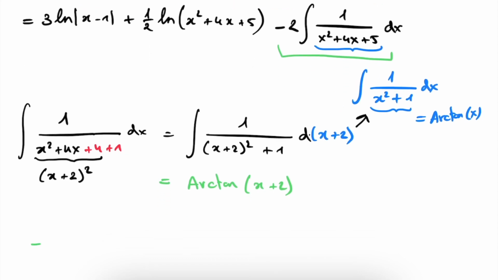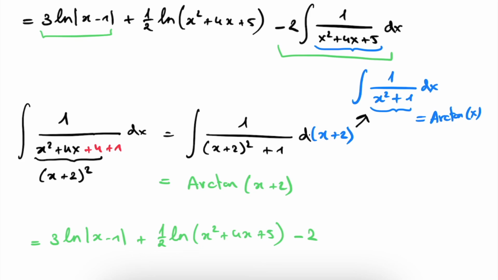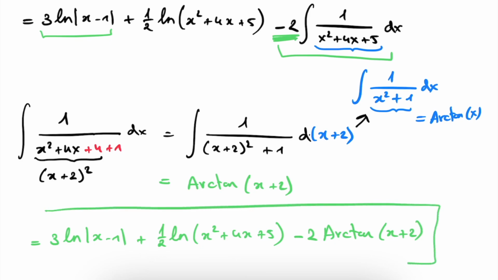And the final solution is equal to 3 times the ln of x minus 1, which is this term here, plus 1/2 times the ln of x squared plus 4x plus 5, minus 2, which we should not forget, this coefficient in front of our integral, and the integral that we just solved to be the arctangent of x plus 2. And this is our final integral, which took quite some time to solve, but we got it right either way.